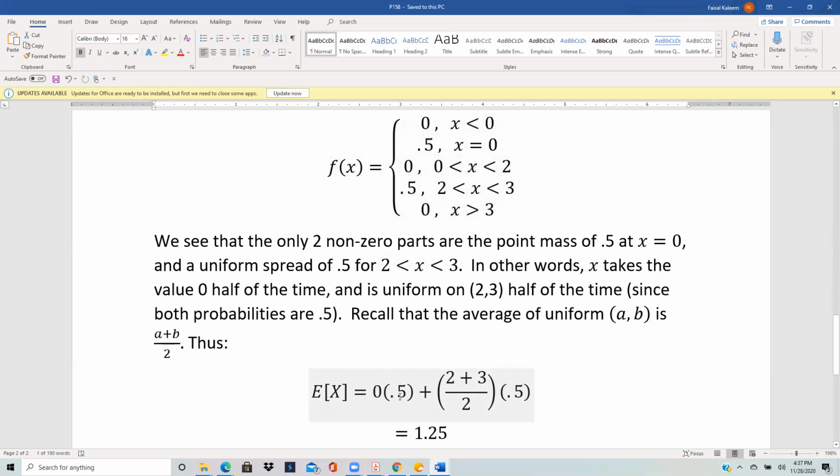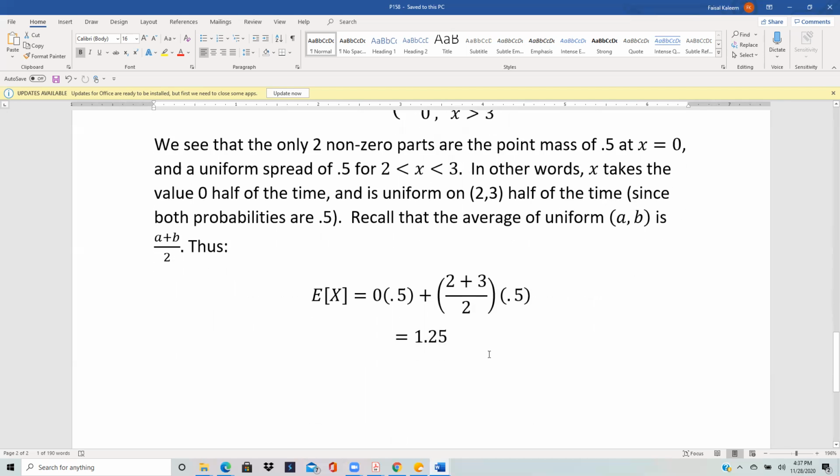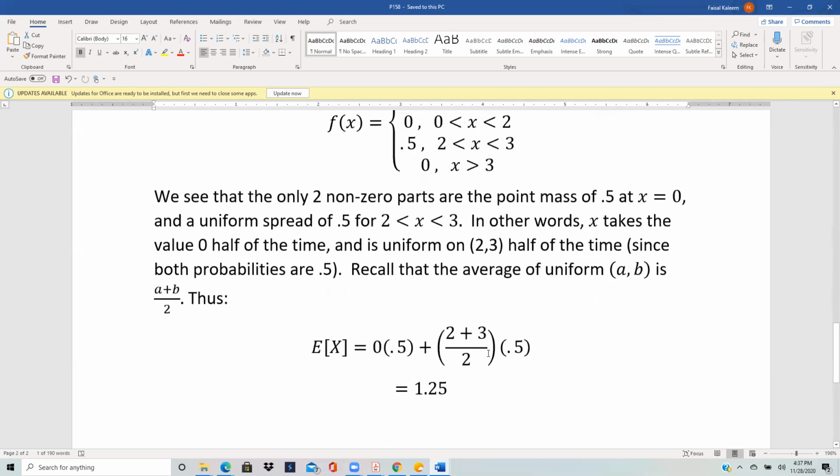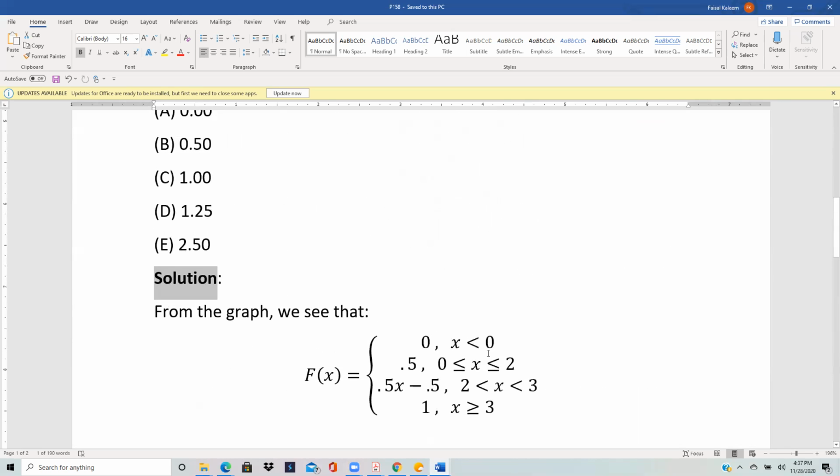So 50% of the time you expect it to be 0, and 50% of the time you expect it to be (2 plus 3) by 2. Remember, the expected value of a uniform is (A plus B) by 2. So this all gives us 1.25, and that was choice D.